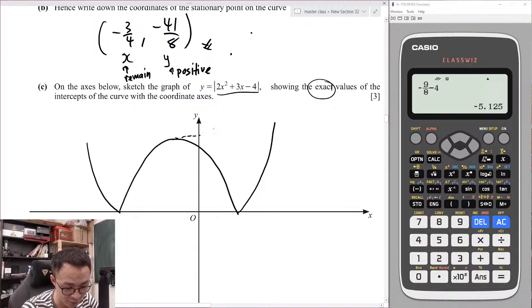Okay, so this one will be 41/8. This one will be 4. This one will be negative 3/4. Okay, but then we still need to show the x-intercept, isn't it?